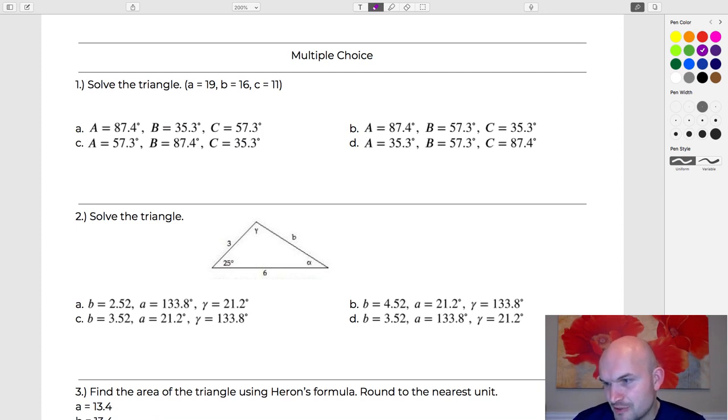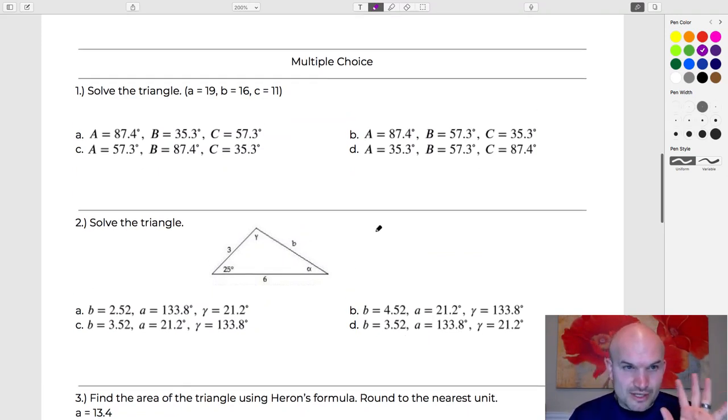So what I'm going to do here is finish up the multiple choice, and then I will see what homework questions or what other problems you guys have, because it's 10:07. All right, so I got about 20 minutes, so I'm running a little bit behind, so let's try to knock this stuff out.